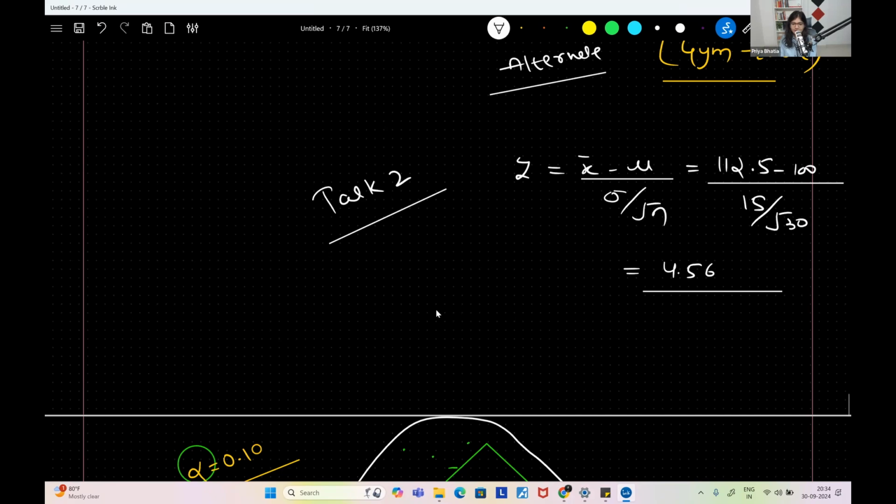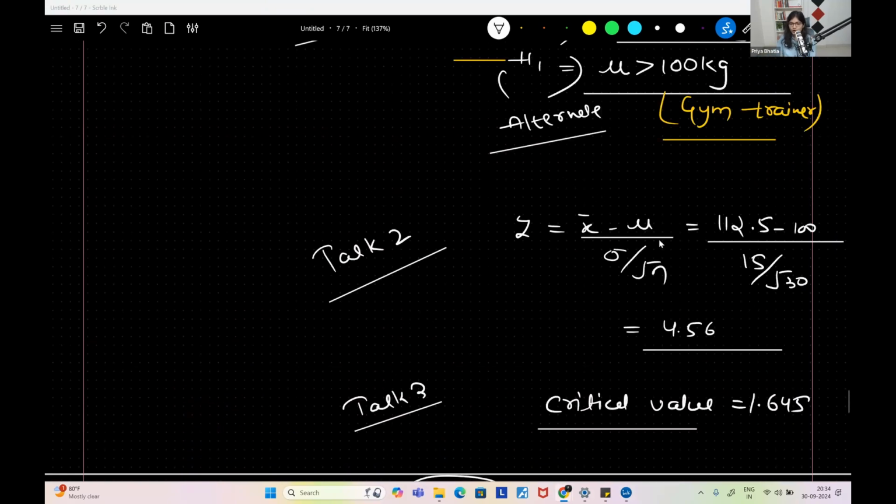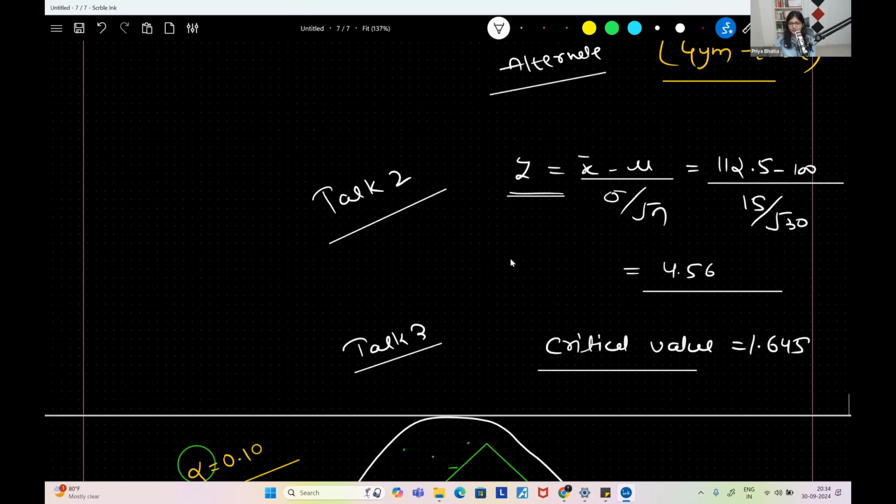Now, what will you do? Task number 3 is to compare this value with the critical value. For now, let's assume the number from the table, the critical value, comes out to be 1.645. How are we getting that? I will showcase it in the upcoming part. But for now, we need to compare this z and the critical value which we get from the z table. Now, tell me what is the final conclusion you will make. Either you reject the null hypothesis or you fail to reject it.